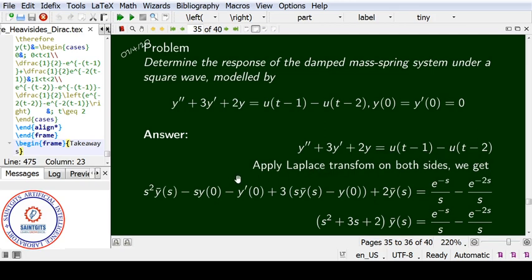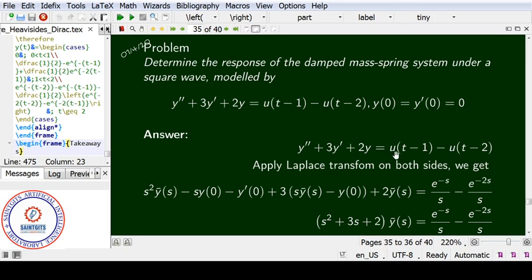The first step is to apply Laplace transform on both sides. Laplace transform of y double dash is s square into y bar of s minus, you decrease the power of s by 1, so s raised to 1 into y of 0, minus, again decrease the power of s by 1, s raised to 0, that is 1 into y dash of 0, plus 3 into s into y bar of s minus y of 0, plus Laplace transform of 2y, that is 2 into y bar of s.